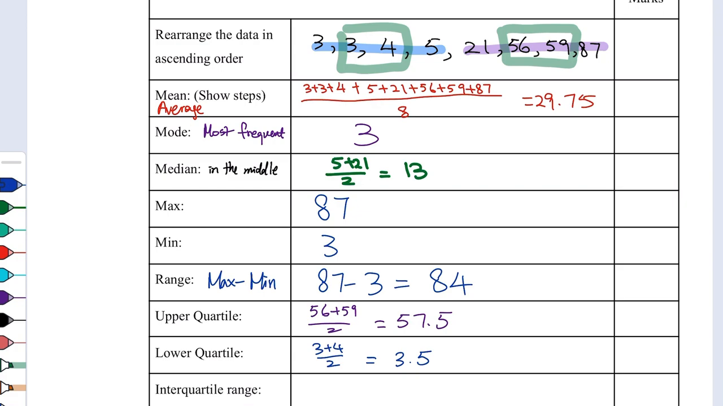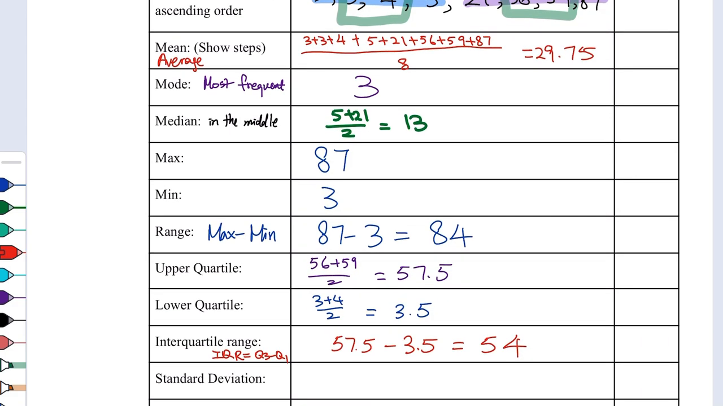Cool. And then interquartile range. Interquartile range means, remember these are called quartile. So between these quartiles, what's the range? So that means the bigger one minus the smaller one. So Q3 minus Q1. This is called IQR. IQR is Q3 minus Q1. Q3 is 57.5 and the Q1 is 3.5. So what do you get? 54. Good. How about standard deviation?